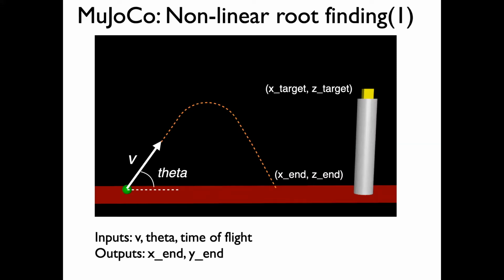Once we have this, I will show you how we can put this within the optimization framework and optimize for v, theta and time of flight such that x end, z end equals x target, z target. Okay, so let's create this function and we'll test it within the init controller.